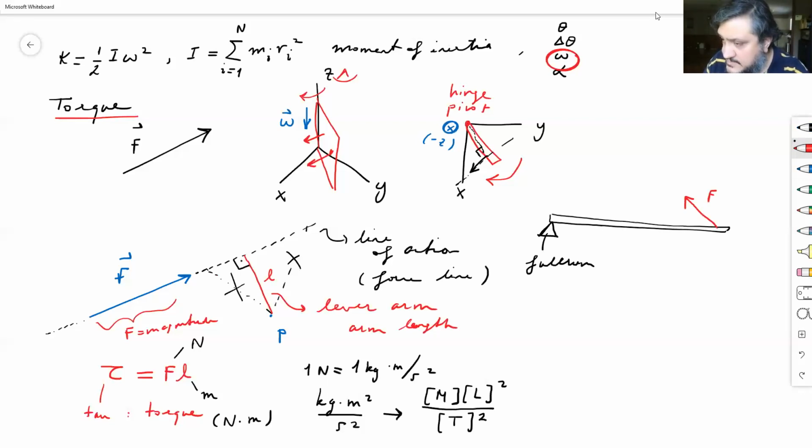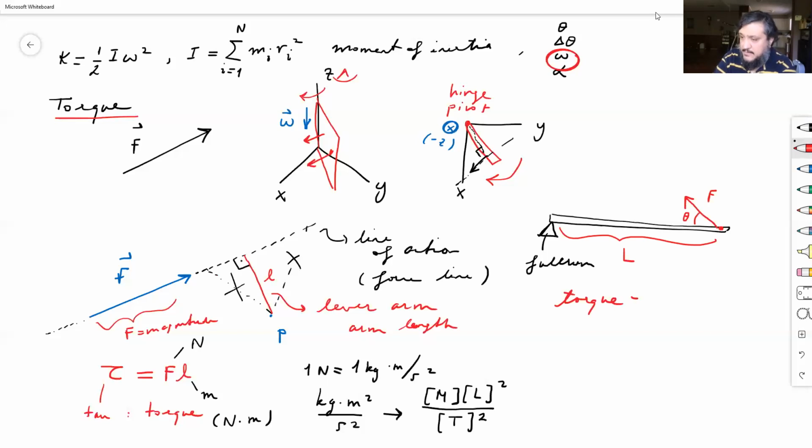This is your force, okay? It's supposed to be at the edge like this. Now the length of the plank is, let's say, capital L, right? But the angle between the force and the plank is not 90 degrees anymore. It's some arbitrary angle, theta. So what is the torque in this case?